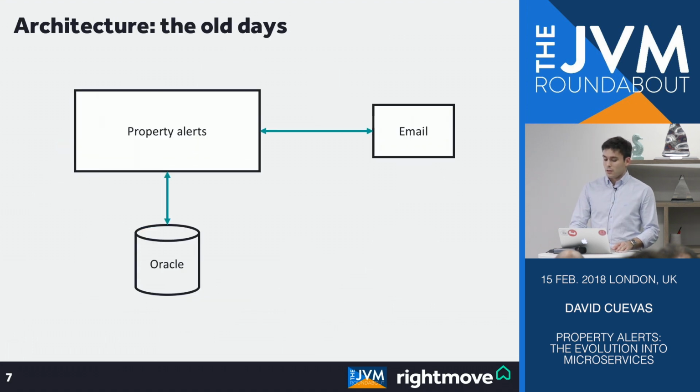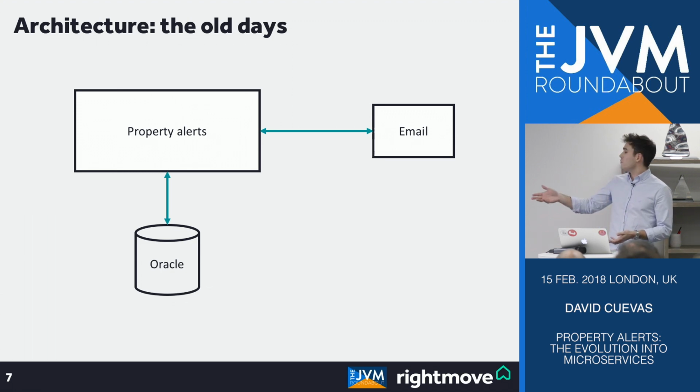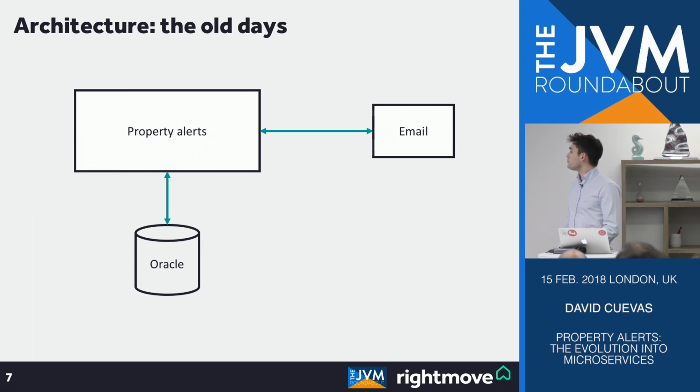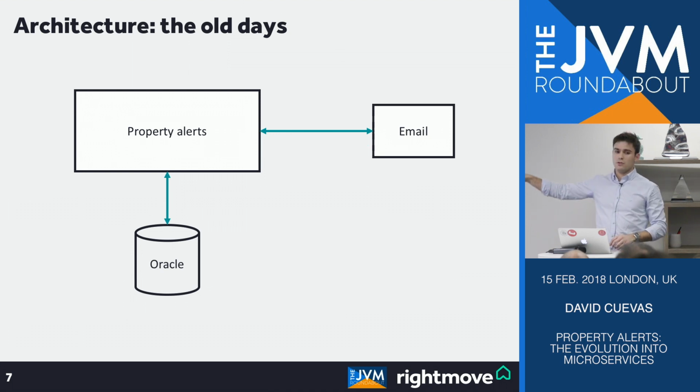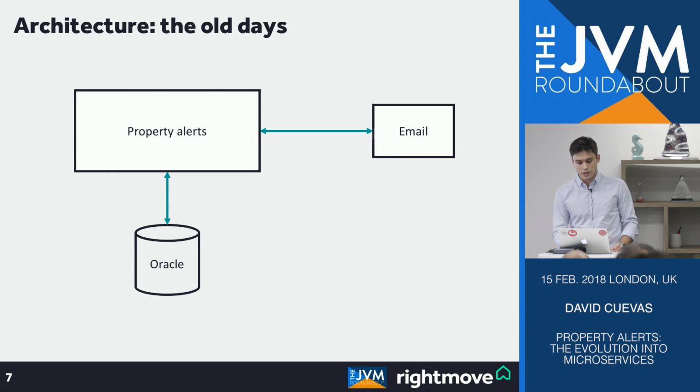So talking a little bit about the architecture, this is what it looked like pretty much. We have Property Alerts, which was a massive application that sat on top of our Oracle database, which was doing all that process that I was talking about in the very beginning, and then spitting out all the combinations between saved searches and properties into our email server, and then the email server was responsible for delivering the email to each user.